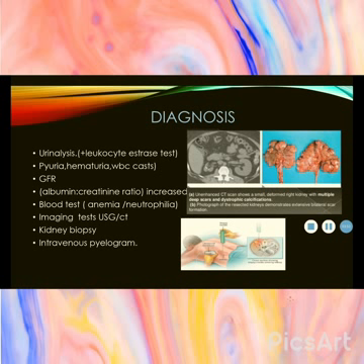Diagnosis: urine analysis, positive leukocyte esterase test, pyuria, hematuria, WBC casts are seen. GFR is reduced, albumin creatinine ratio is increased to more than 220 mg per millimole. In blood tests, anemia and neutrophilia are seen. Imaging tests like USG, CT scan, kidney biopsy and intravenous pyelogram are done.